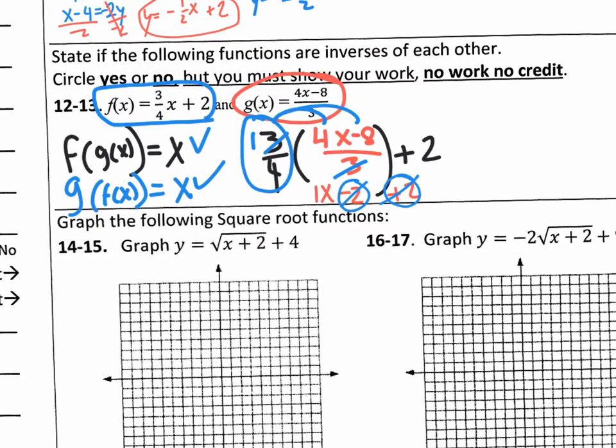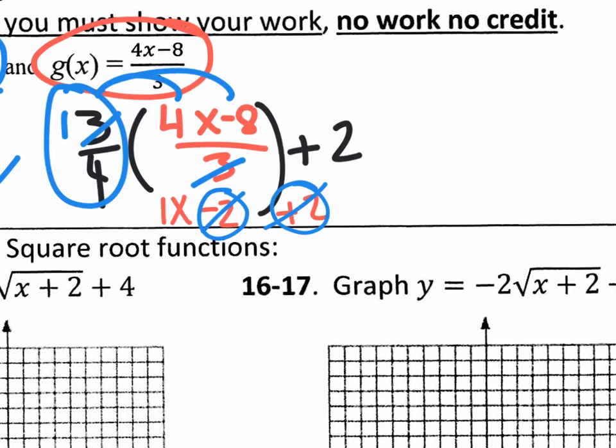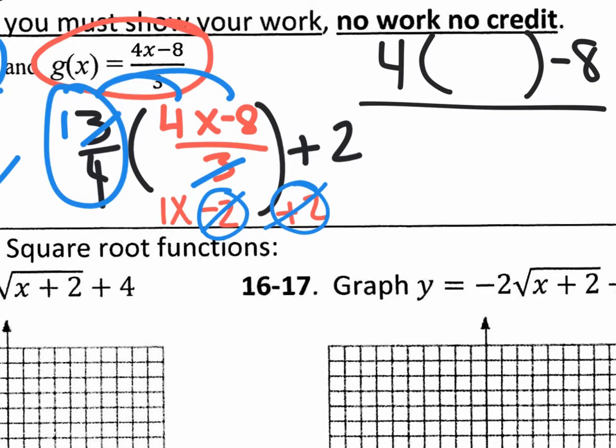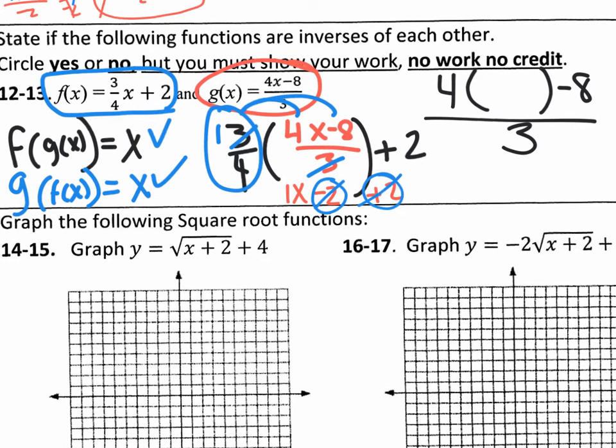So that's barely half of the work that you need to show. The other half, that was barely plugging my g of x into my f of x, and I really did get x. Now you need to plug in your f of x into your g of x. So let me write my g of x function over. Zoom in, and we have 4x, but instead of x, I'm going to put parentheses minus 8 divided by 3. That's my g of x function. Let me put my f of x function right in there. So my f of x function is 3/4 x plus 2. That's what I'm going to plug in.